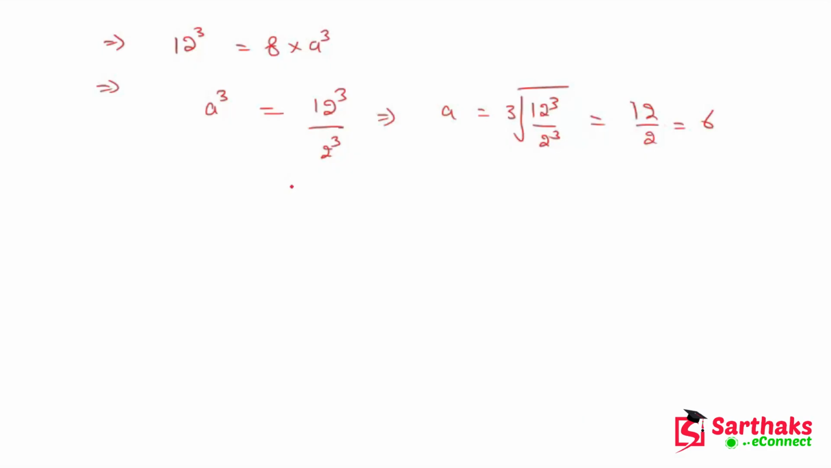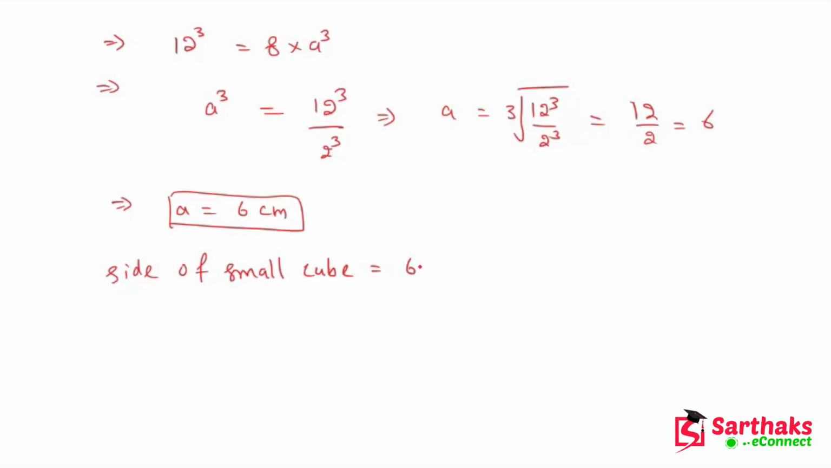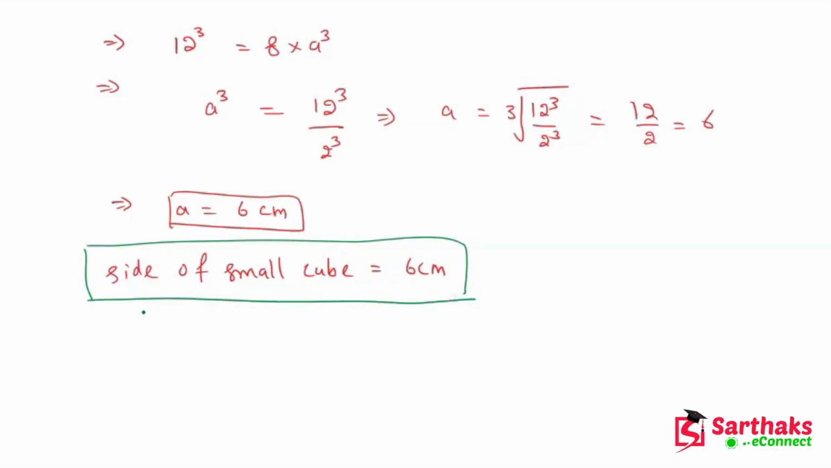Okay, so a is what? a is equal to 6 centimeter. So we can write here that the side of the small cube is equal to 6 centimeter. I hope you understand these things, my dear friends.